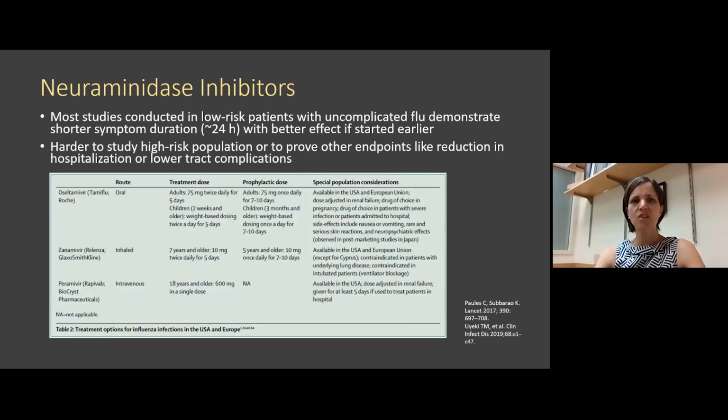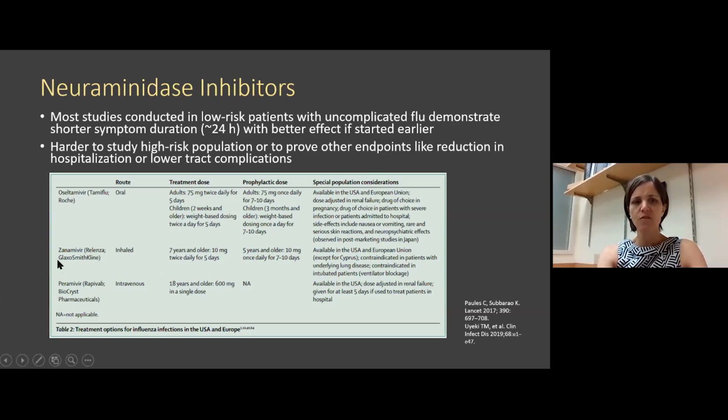This is a table that just shows you the neuraminidase inhibitors that are available. So oseltamivir is available as pills, which we talked about. You can also get it in liquid for children or people who can't swallow pills. Zanamivir is a drug that in the US is only available in an inhaled form that has similar effect to oseltamivir. And then I'll just remind you, there's this third neuraminidase inhibitor called peramivir.